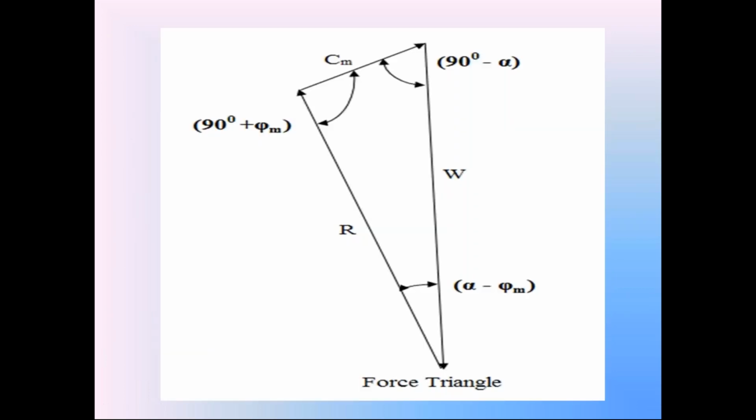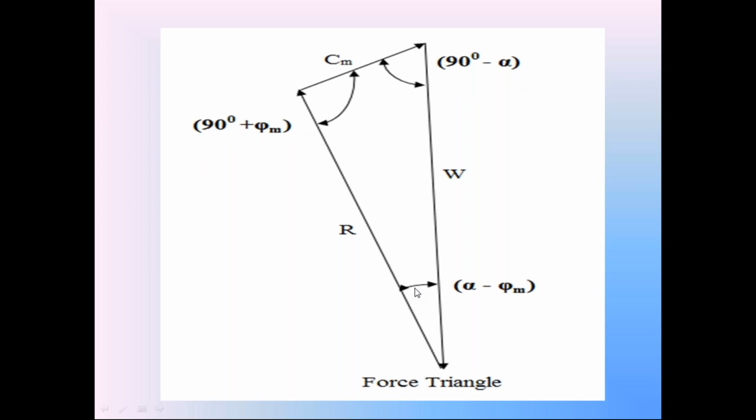Coming to the force triangle, check these angles. Between the force W and force Cm, the angle is 90 minus alpha. Between the force R and force Cm, this angle is 90 plus phi m. Then for the third angle, you know that in a triangle the sum of the three angles is 180 degrees. So from 180 degrees, subtract the first angle 90 minus alpha and also the second angle 90 plus phi m.